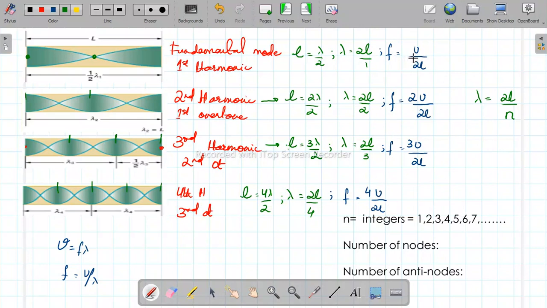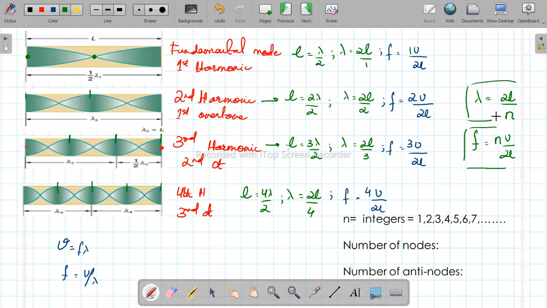How about generalizing the harmonic? For the first harmonic, frequency is 1 times V over 2L. For the second harmonic, it is 2 times V over 2L. For the third harmonic, 3 times V over 2L, and 4 times V over 2L for the fourth harmonic. So we can generalize it as V over 2L with an integer n here, and it can take all possible integer values 1, 2, 3, 4, and so on.